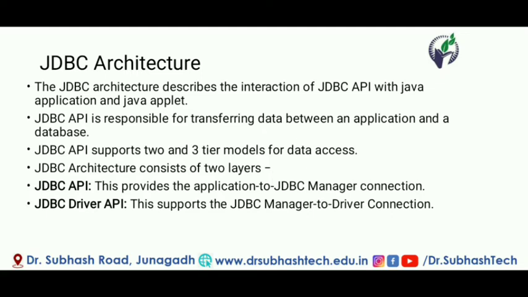JDBC API supports two-tier and three-tier models for data access. As we see in enterprise architectures, there are different types of models available: single tier, two tier, three tier, and n tier architectures. Generally, JDBC supports the two-tier and three-tier models for database access.